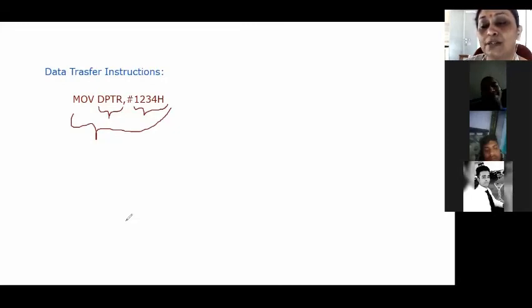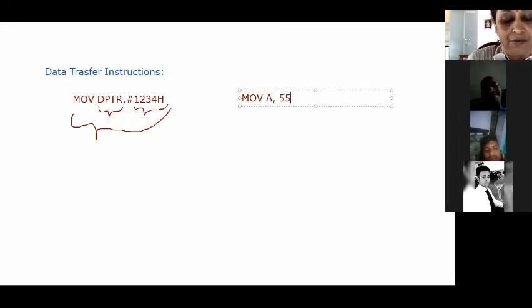Okay, so what is the difference between the earlier instruction that we have seen of immediate addressing mode and this particular instruction of the immediate addressing mode? What is the difference? Can anybody tell me? That is, suppose if I write here MOV A, 55H, this should be preceded by hash. Always remember this.